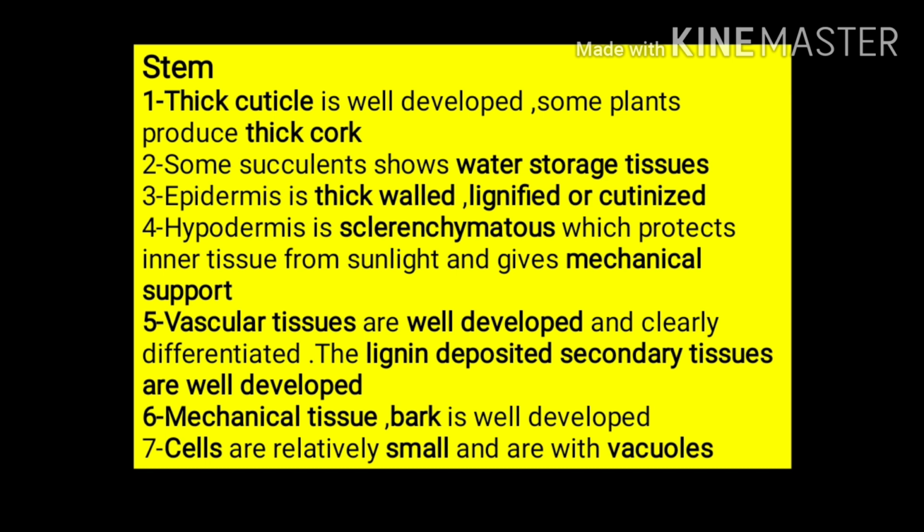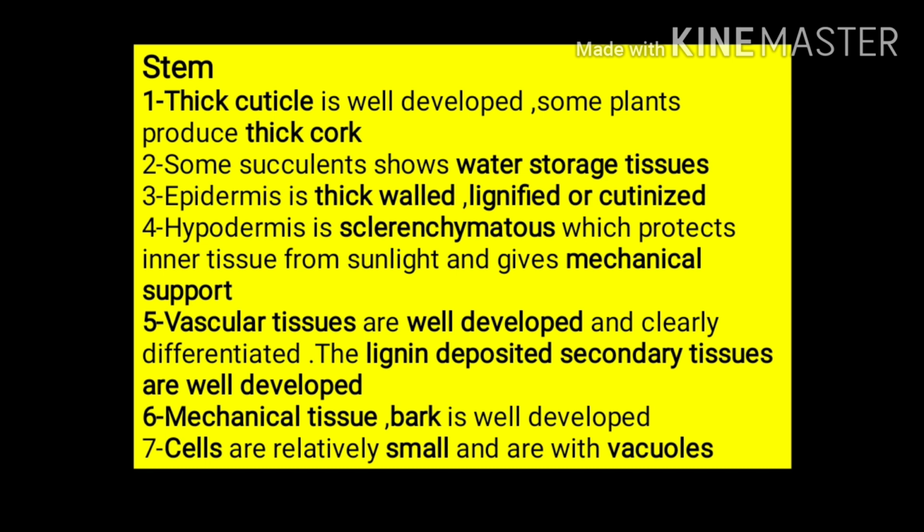Anatomical adaptations in the stem: the outer part has a thick, well-developed cuticle, and in some plants it produces thick cork. Some succulents show water storage tissues. In such plants the epidermis is thick-walled, lignified or chitinized. The hypodermis is sclerenchymatous, which protects the inner tissues from sunlight and gives mechanical support.